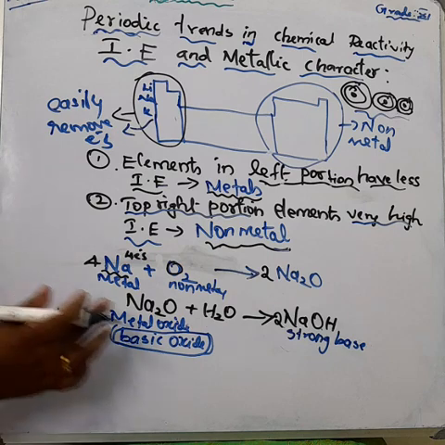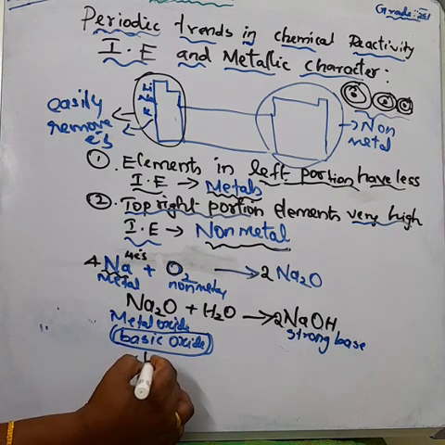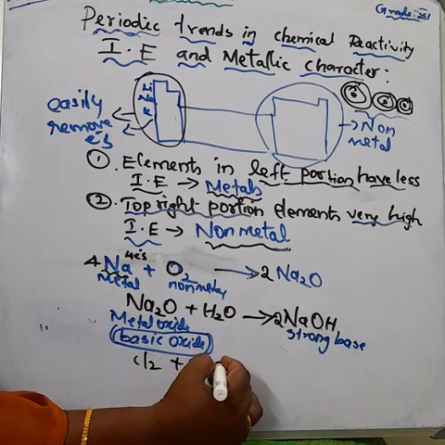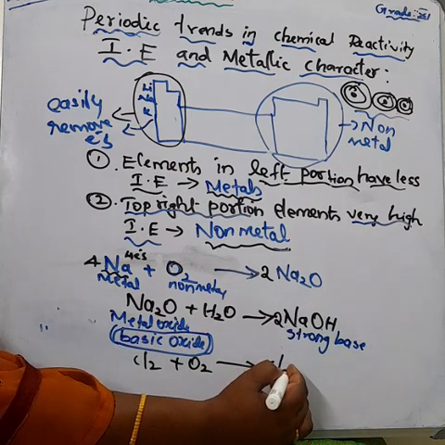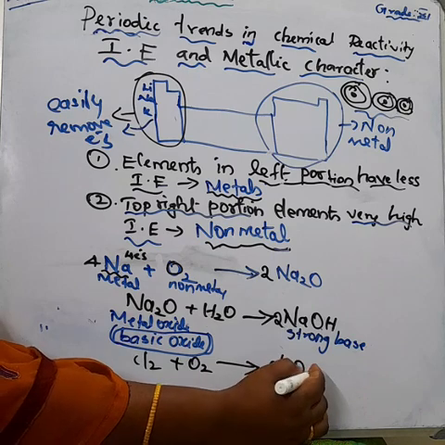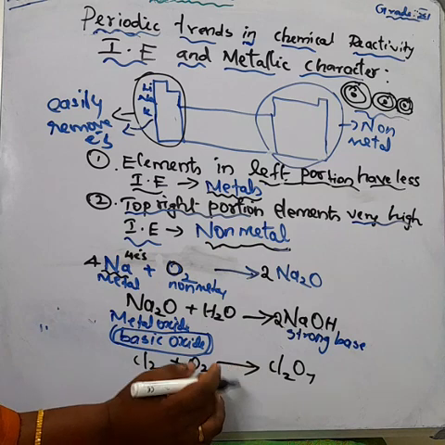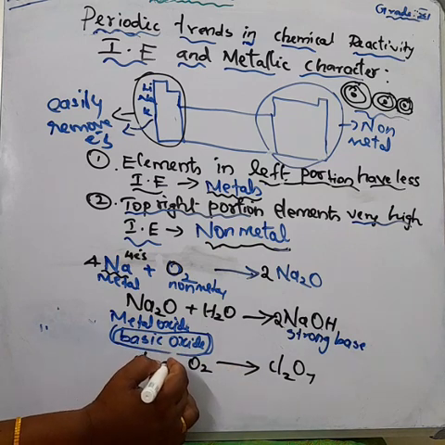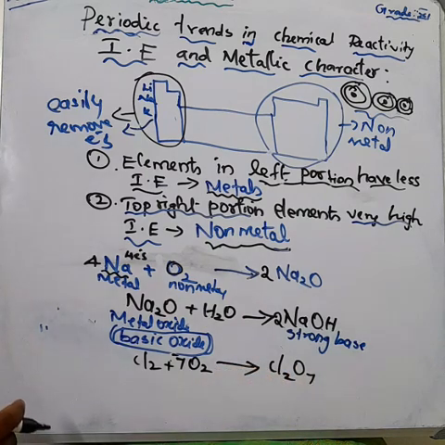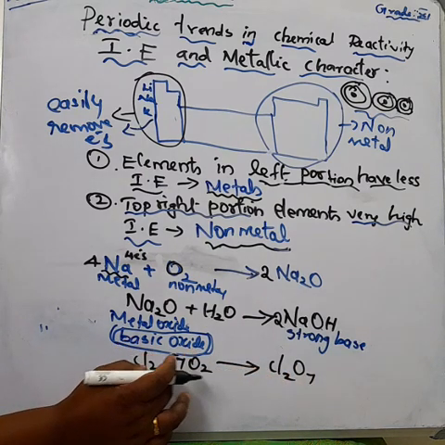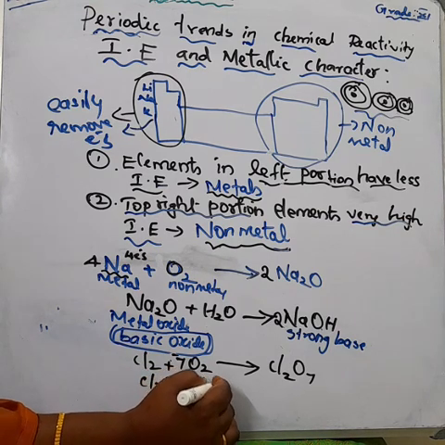Another equation we have to study now: the reaction between a non-metal and another non-metal. I'm taking chlorine, one of the non-metals, and oxygen, another non-metal. When chlorine reacts with oxygen, it forms chlorine pentoxide. When chlorine pentoxide combines with water, it forms perchloric acid. What is the formula for perchloric acid?